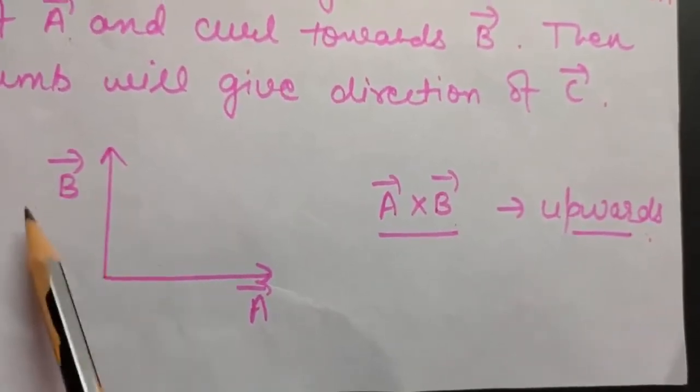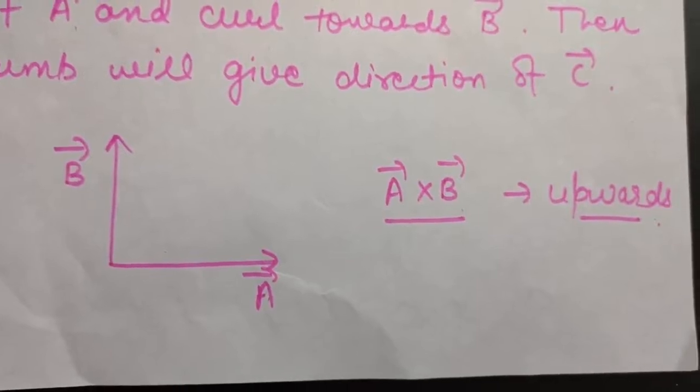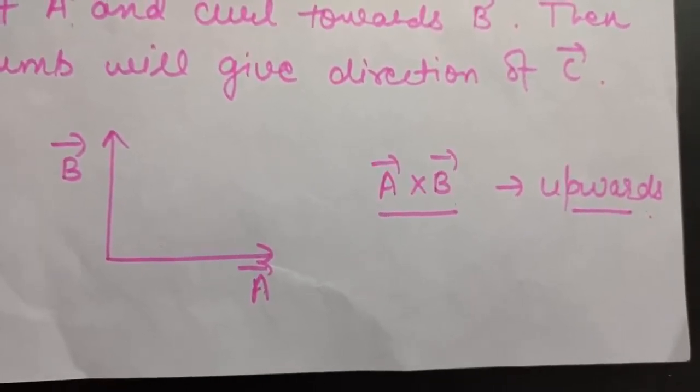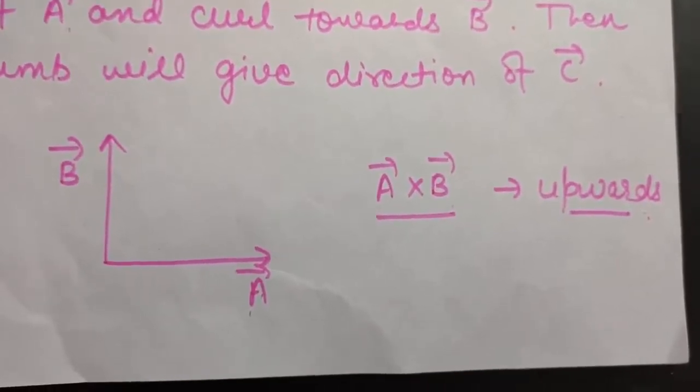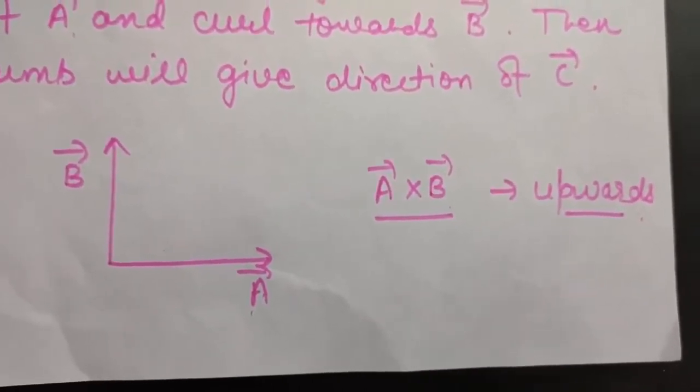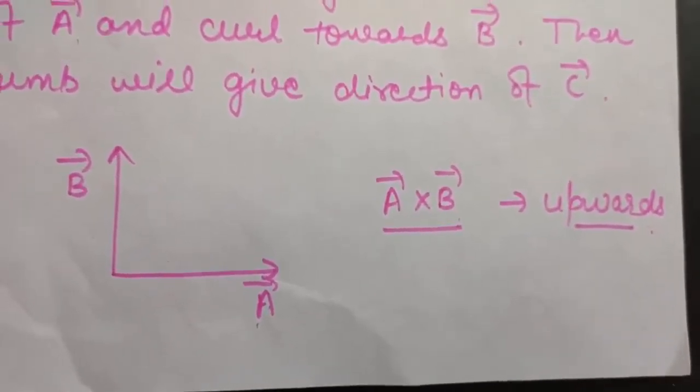Similarly, now you take this as A and this as B and try to see the direction of A cross B. That will come to be downwards. Take this as A, this as B and try to see the direction yourself. So this was about the magnitude, how to calculate A cross B and how to see the direction.